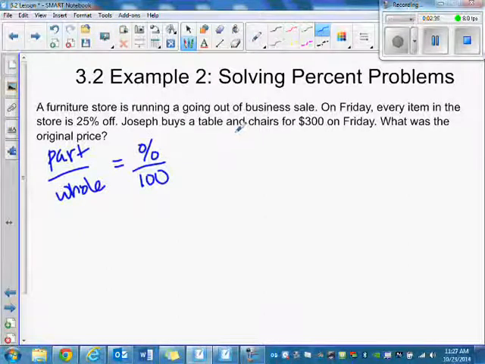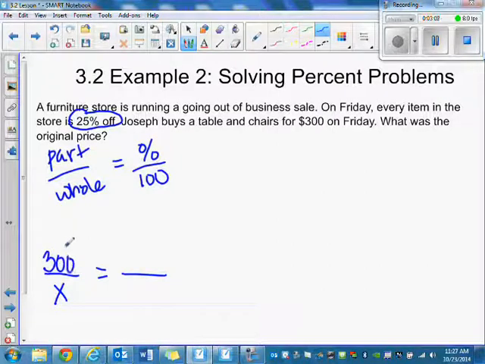On Friday, every item in the store is 25% off. I'm actually going to come back to that part instead of just filling it in right away. There's a little something different about this one. So Joseph buys a table and chairs for $300 on Friday. Was that part of the price, or was that the whole price? Well, we want to know the original price. So the original price would have been the whole price before there was any discount. The $300 was after the discount, so that is part of the price.